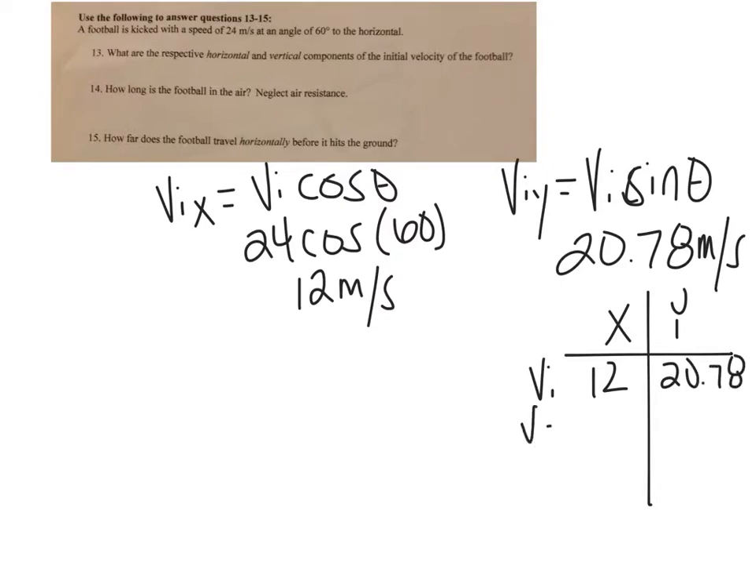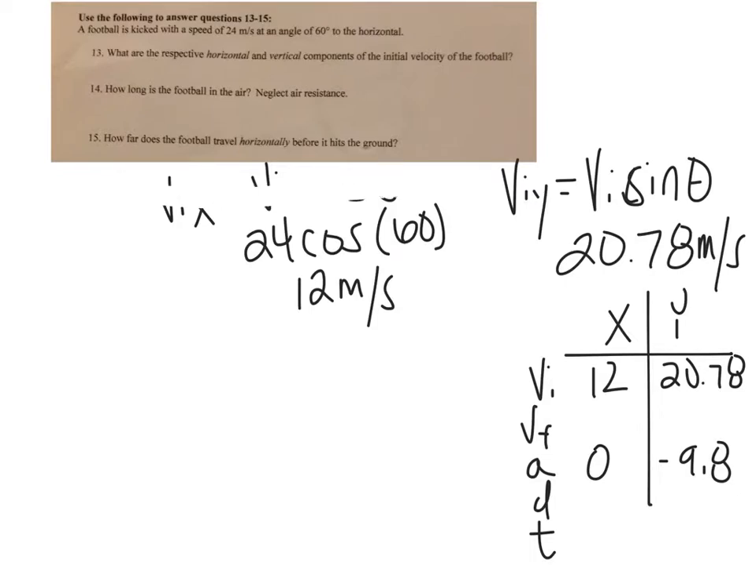All right. So you will not use the 24 or the 60 again when you're working this out. From now on, use the 12 and 20.78. To go ahead and fill in what else we know, our acceleration is 0 and negative 9.8. We can fill in that. All right, let me erase some of this to make room. All right, so that is 13.